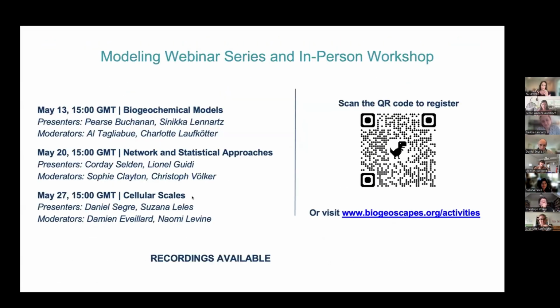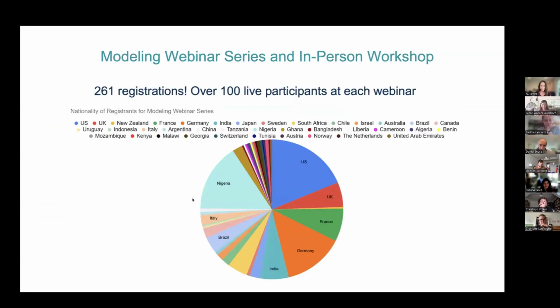As I mentioned, this is the third of three. If you've missed the other two, they're online, and you can find them by going to the BioGeoScapes website. The first one was on biogeochemical models. The second was on network and statistics, and this one will be on cellular scale processes. It's been super exciting to see the interest in these webinars, with over 261 registrants, and these are the distribution of countries, so really a global interest. We've had a lot of fantastic attendance at all three webinars.